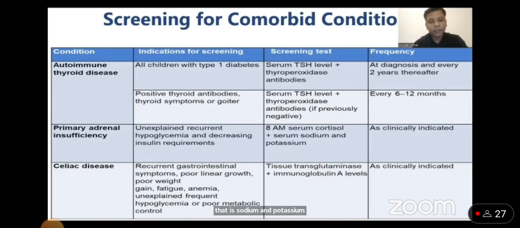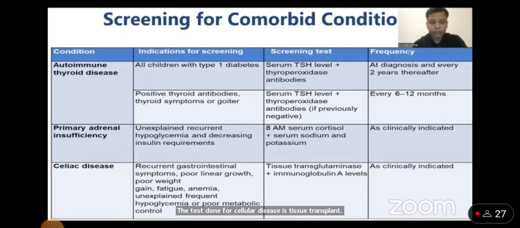Another disease is celiac disease. It is also very common in patients with type 1 diabetes. In cases with recurrent gastrointestinal symptoms, poor linear growth, anemia, poor weight gain, fatigue, unexplained frequent hypoglycemia and poor metabolic control, the tests done for celiac disease are tissue transglutaminase levels and immunoglobulin A levels.